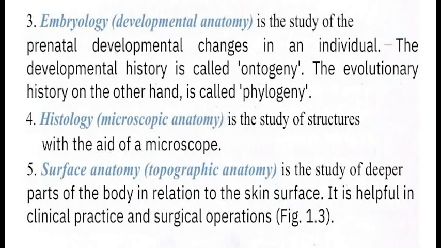Embryology, also known as developmental anatomy, which focuses on the growth of a human being from conception until birth. Embryology is the study of the stages of growth that occur inside the womb before a baby is born. Ontogeny refers to the developmental history of an individual organism from the state of a fertilized egg, embryo, through its full growth into an adult.